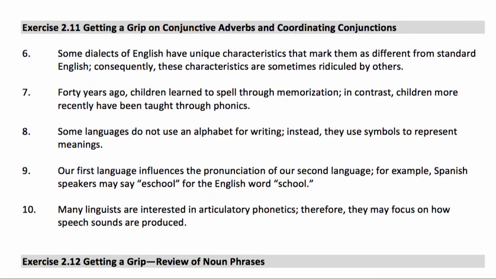2.11, so we have conjunctive adverbs and coordinating conjunctions. So you'll notice in number 6, we have 2 independent clauses. Remember that an independent clause has a subject and a verb and can stand alone as a sentence. So in the first part of 6, we have some dialects have characteristics. So essentially that part is an independent clause. We have the conjunctive adverb consequently, and this is followed by another independent clause.